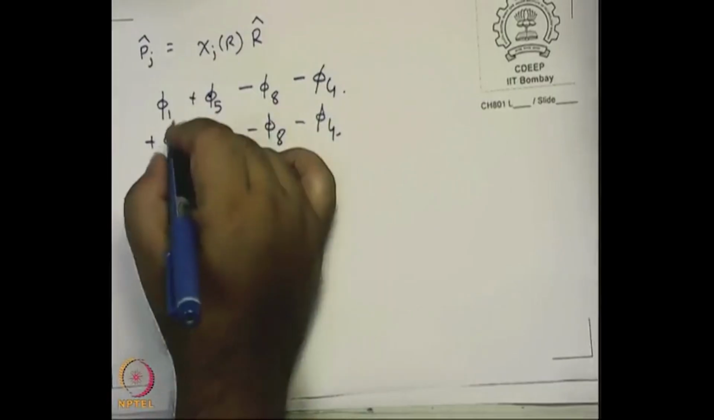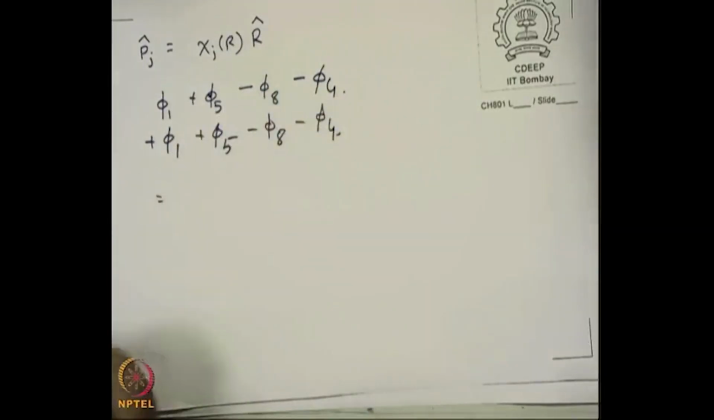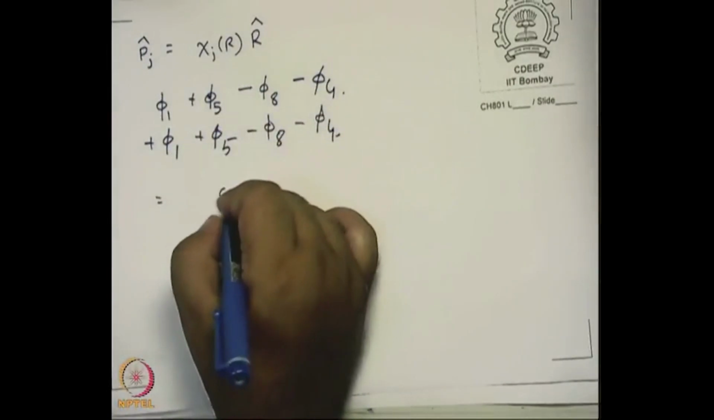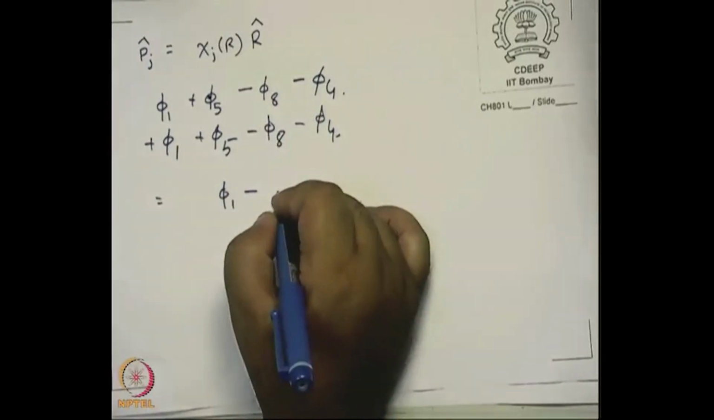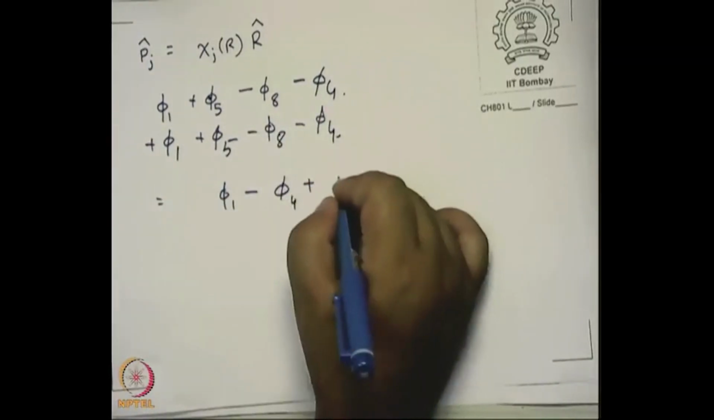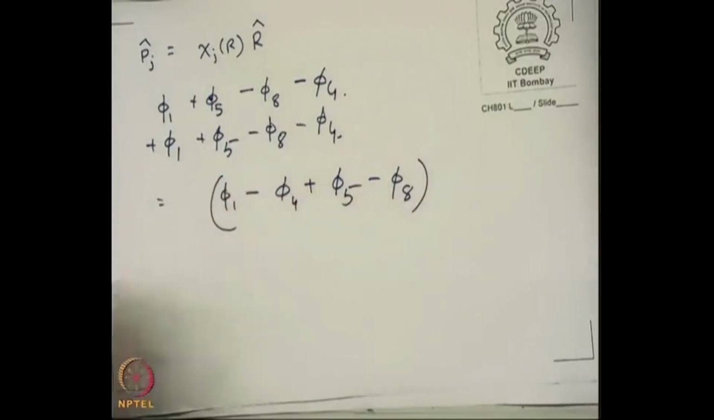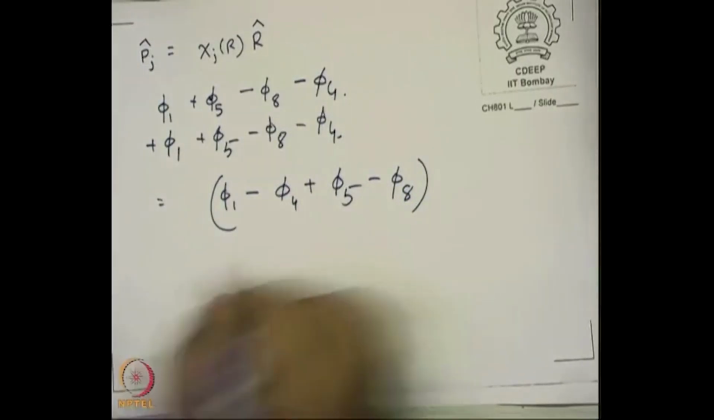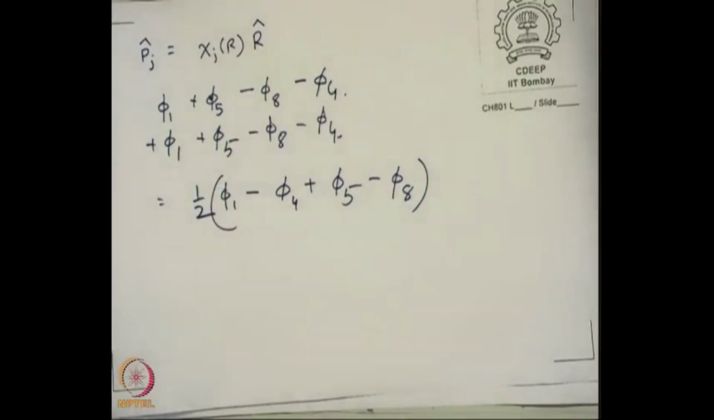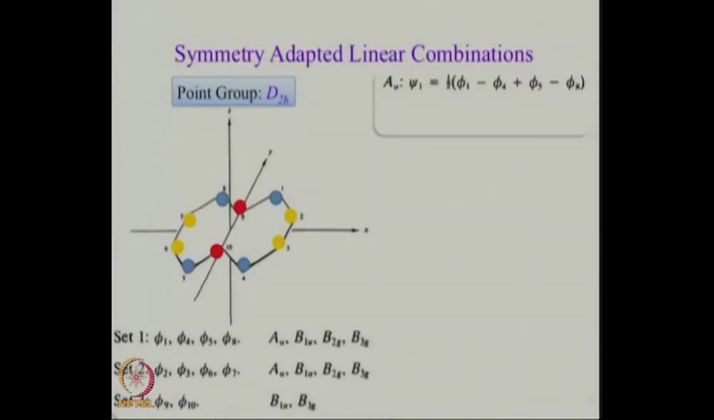So, what do you have? There is no need of writing 2 here, because in any case we have to normalize. So, basically we have phi 1 minus phi 4 plus phi 5 minus phi 8. And what will the normalization constant be? Half. So, this is your normalized symmetry adapted linear combination arising out of phi 1 for AU. Okay, now let us try the next one.